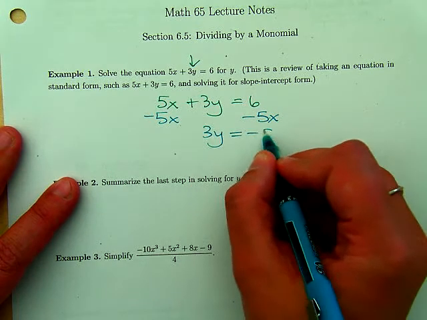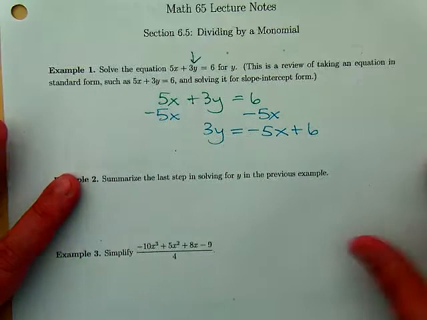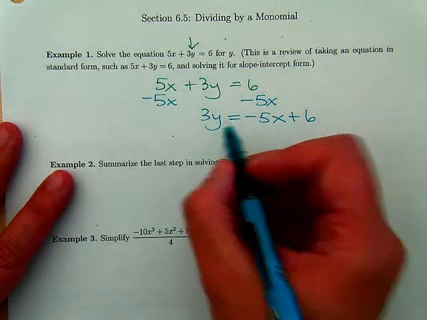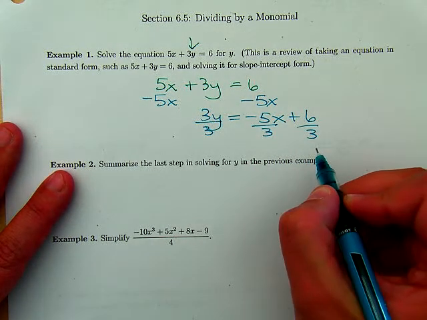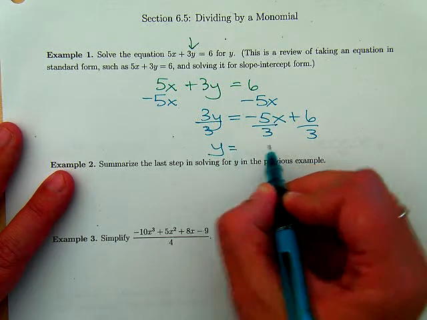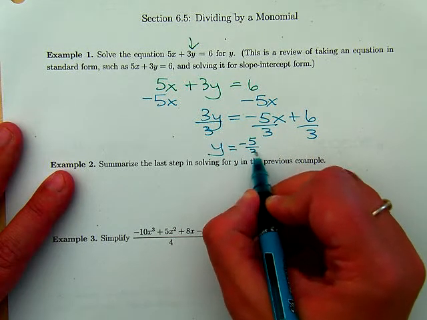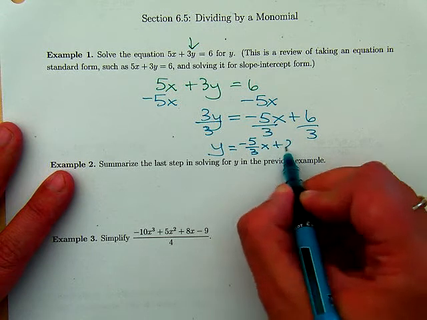3y equals negative 5x plus 6. How do you get y by itself now? Yeah, and everything has to get divided by 3. So you would get y equals negative 5/3 x plus 2, correct?